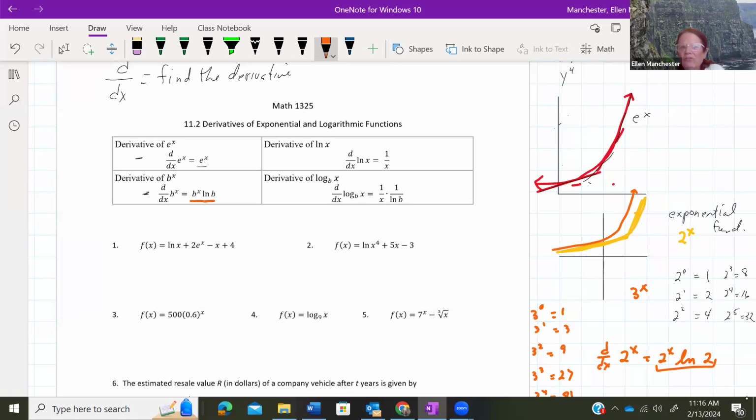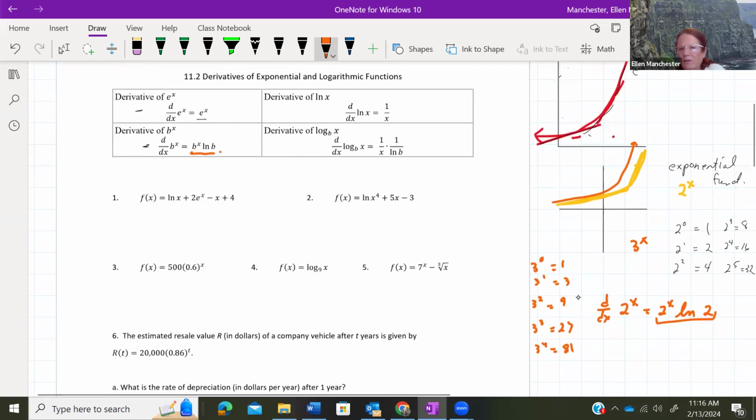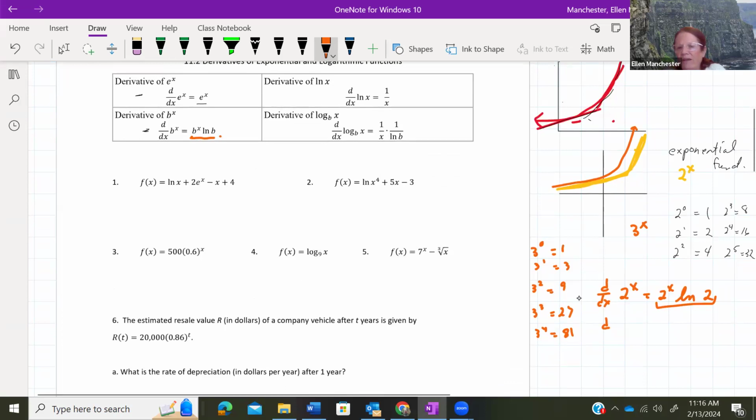Okay, so all you're doing is you're looking to see which tool do I need, and then plug it in. Just plug in what it says. If my base is 2, I'm going to plug a 2 in here and here. If my base is 3, I'm going to plug in a 3 here and here. So if I have, find the derivative of 3 raised to the x power, it's 3 raised to the x power times ln of 3.